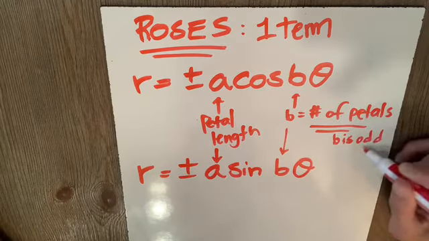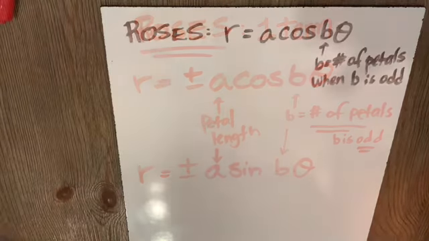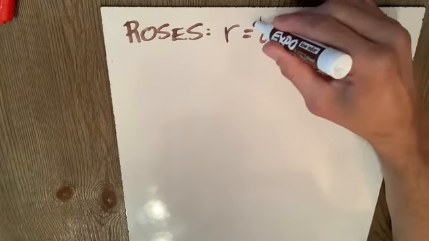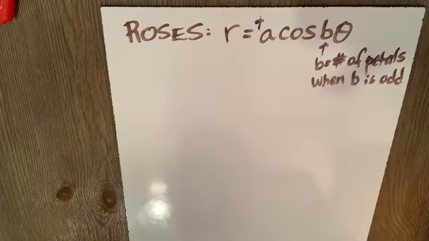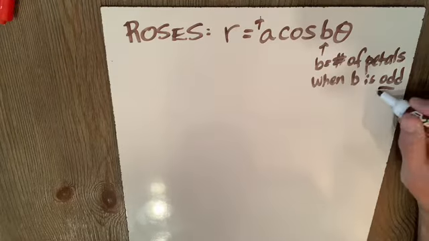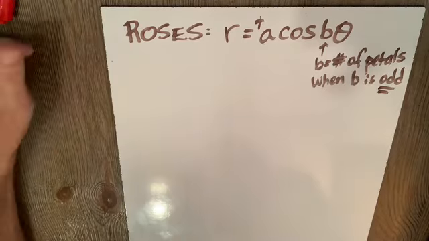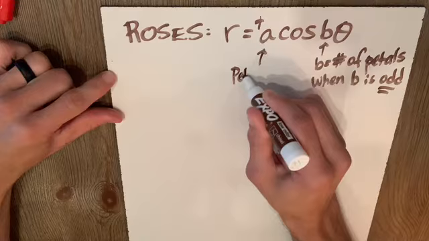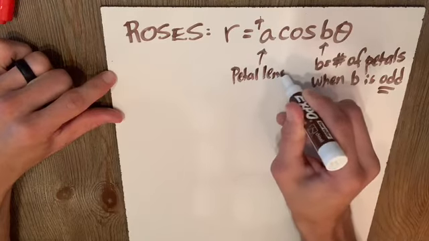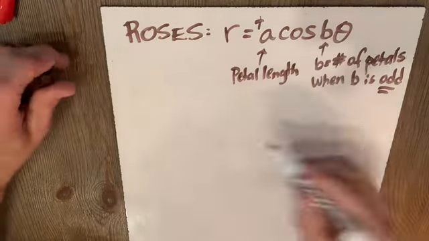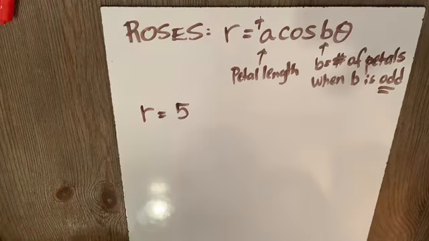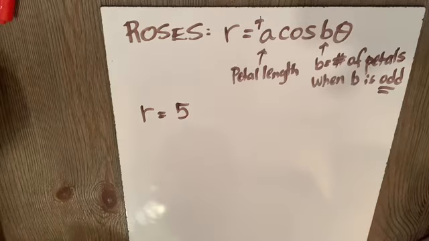So let's look at when B is odd first. So if we're going to talk about plus, do I have to write that? No. Plus A cosine B theta, where B is the number of petals provided B is odd. Of course, A is always going to be petal length. All right, so let's start with R equals, I'm going to hold petal length equal to 5. There's nothing magic about 5.